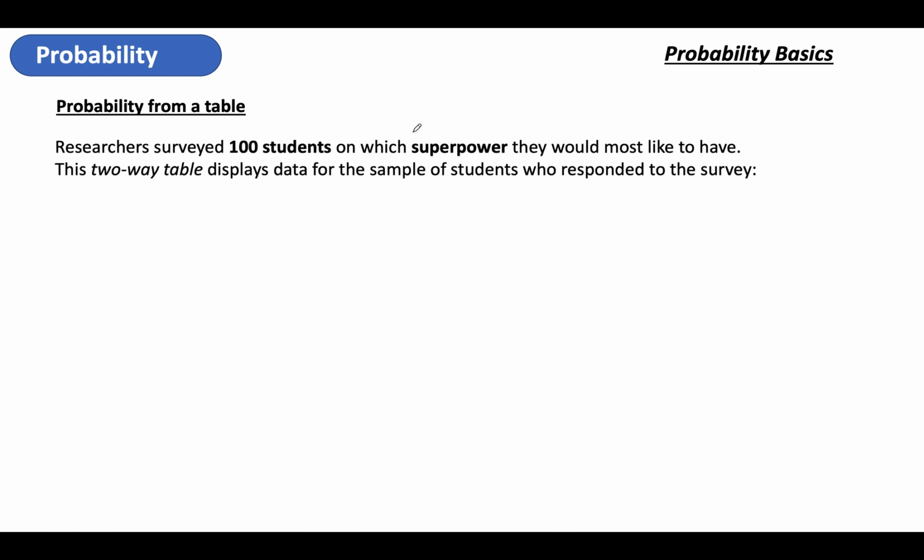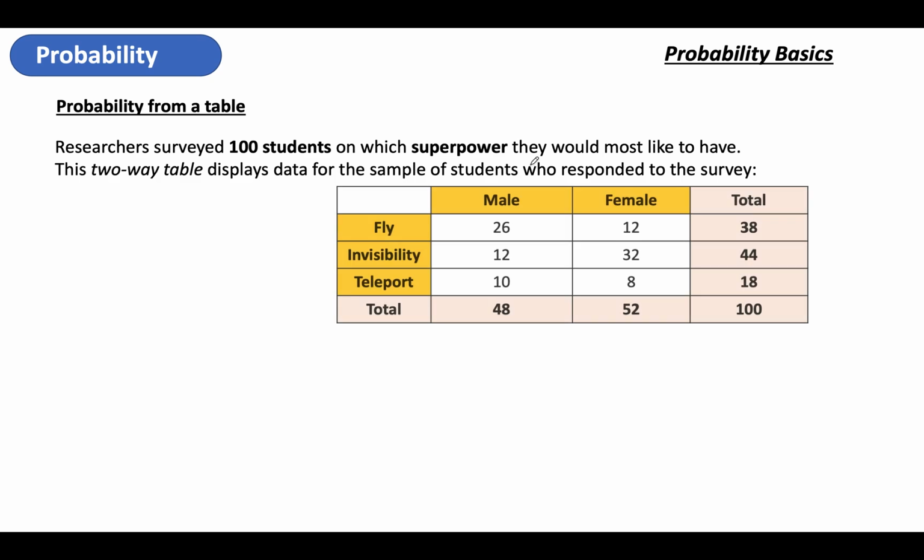Similar to that, then, let's have a little look at probability from a table. And we're going to have a two-way table here. There we go, two-way table. Researchers surveyed 100 students on which superpower they would most like to have. This two-way table displays data for the sample of students who responded to the surveys. Basically, we asked a load of students and put the answers in the table, and here it is.